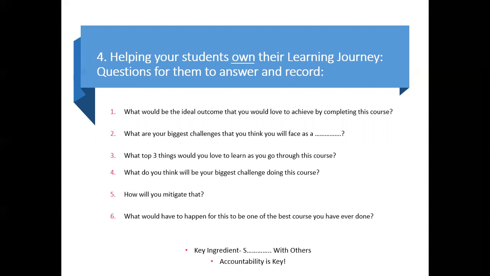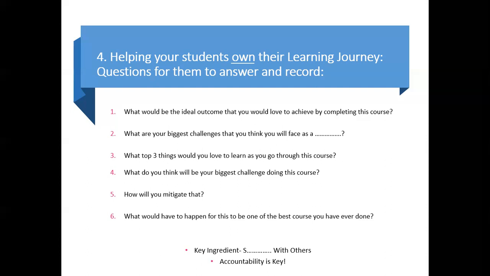Number 2, what are your biggest challenges that you think you will face as a professional? So let's imagine somebody is going into the childcare industry and they want to be a childcare educator, someone that works in the childcare field. And if you can get them writing down what they think will be the biggest challenges, that's going to bring that top of mind for them, and they'll be able to be a lot more specific in how they are going to travel along their learning journey and what kind of challenges or weaknesses they may direct their unconscious mind towards solving, okay?